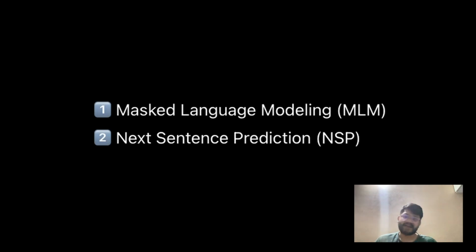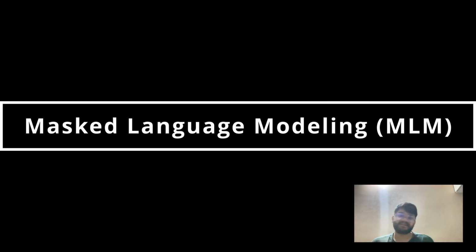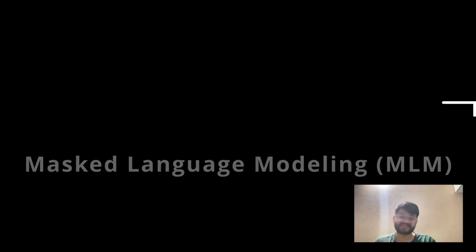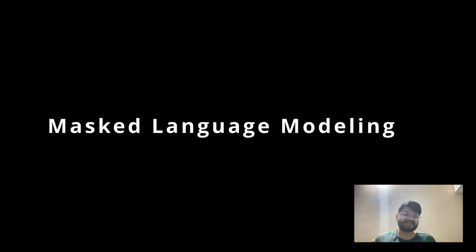Pre-training task in BERT. BERT is pre-trained using two main objectives: masked language modeling, that is MLM, and next sentence prediction, that is NSP. In this video, we will focus on the most important one, that is masked language modeling. So, in masked language modeling, the traditional language models predict the next word. For example, the sky is dash. But this still forces the model to read text left to right. To enable bidirectional learning, BERT introduced masked language modeling.